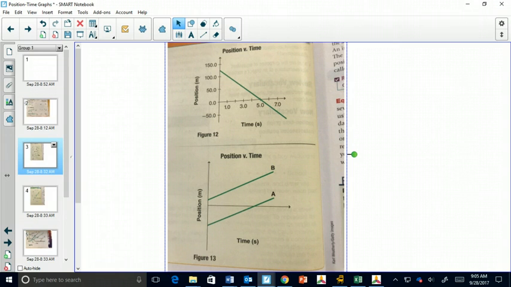So let's look at these position time graphs that are up here on the board. In figure 12 there, how would you describe this motion? Right? So position on the y, time on the x. Somebody want to describe to me what's happening here? Got one? Hang on. I want to see. Give you time to think about it. I have two hands. Two folks willing to describe what's happening here. All right, Brendan, what do you think?